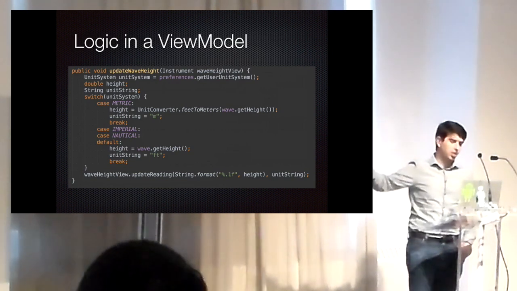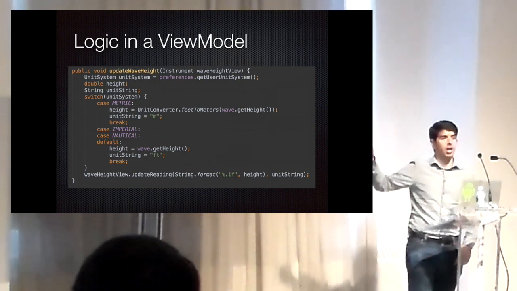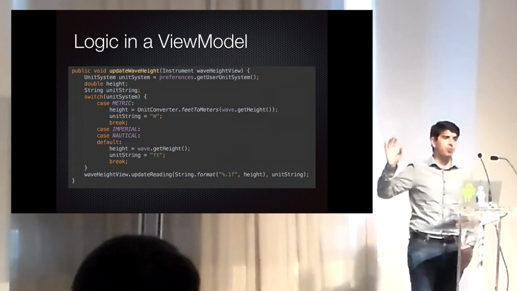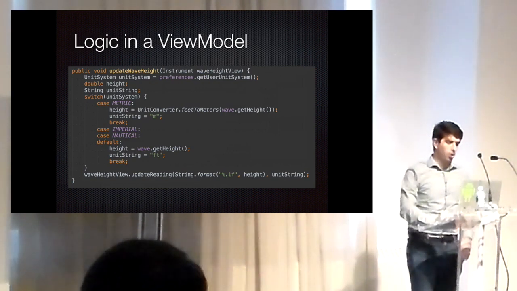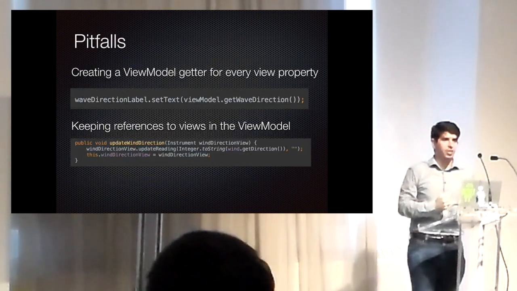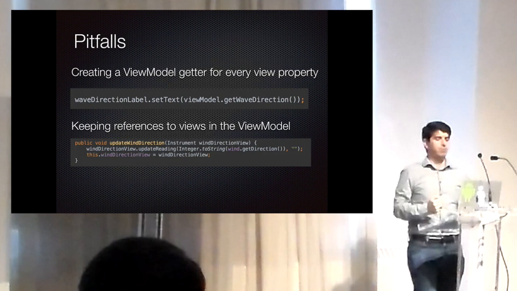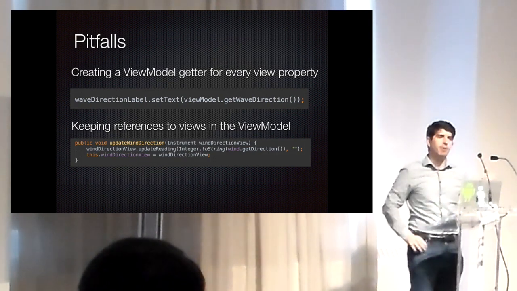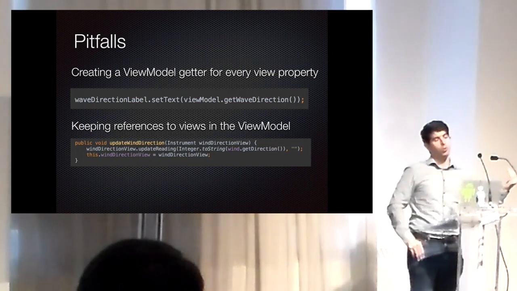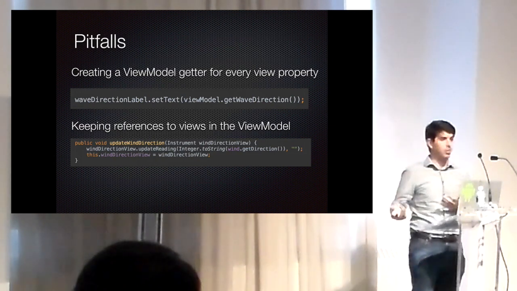You use your business logic, in this case, applying the user's preference on unit system to the underlying data in the model. And then we update that view, and we don't keep a reference to the view. So absolutely don't keep a reference to the view, because then you'll have a context leak. The other pitfall is basically putting a bunch of getters on your view model, and that leads you to have to, in every single case that you want to modify a property of a view, have that line of code in your fragment, which means that now, when you want to change your business logic, not only do you modify the view model, you also modify the fragment, which is defeating the whole purpose.